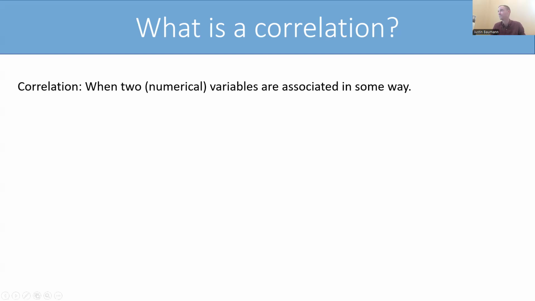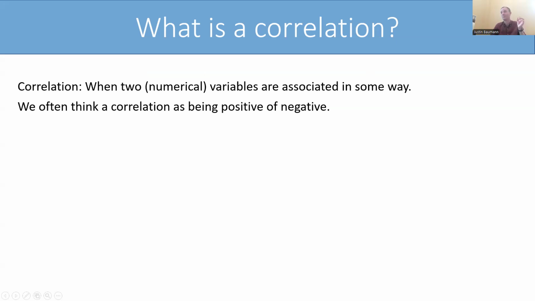The key here that makes this different from other ways of thinking about data, we're talking about the relationship between two numerical variables or two continuous variables. That means there's no categories on X or Y. We have numbers and numbers, and we're looking at the relationship between this set of numbers and this set of numbers.